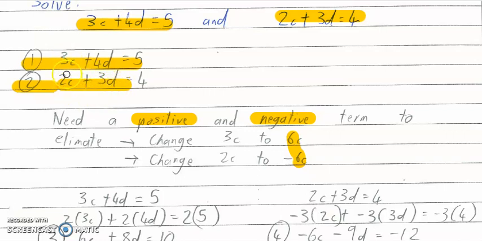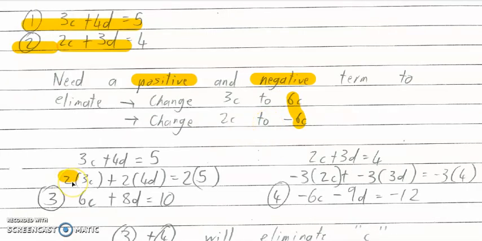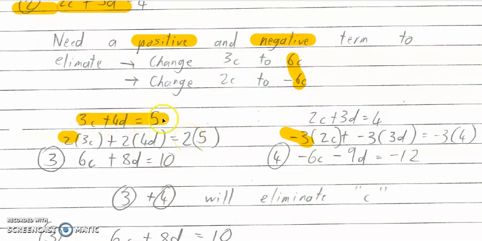So, why did I go with c? Because I wanted to. I could easily turn 4d and 3d into a corresponding pair. But I thought, well, 3 and c are smaller numbers, easier to work with. So I'm going to change 3c to 6c, 2c to negative 6c. How am I going to do that? Well, how do I go from 3c to 6c? What do I need to multiply by? That's right, I need to multiply by 2. How am I going to change 2c into negative 6c? 2 times what is negative 6? That's right, negative 3.